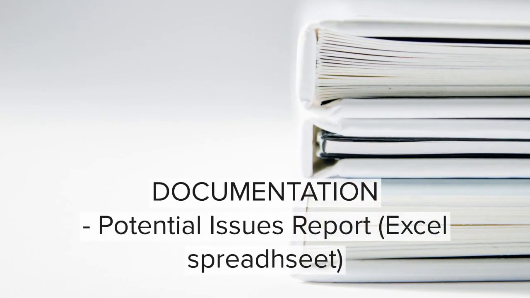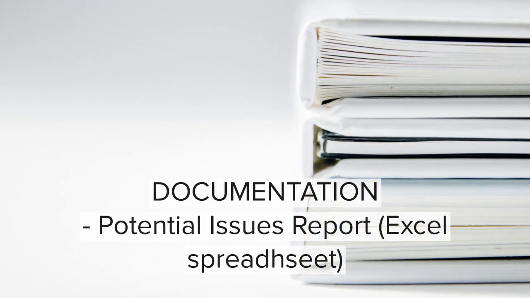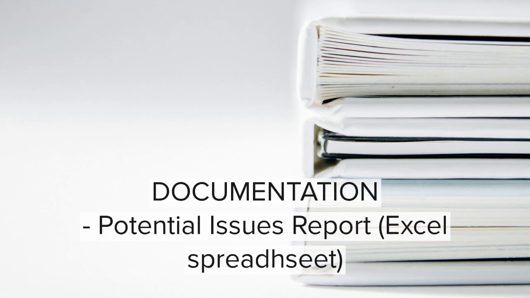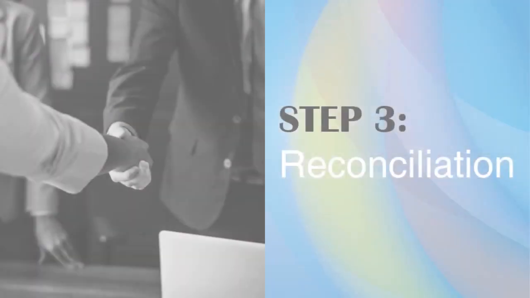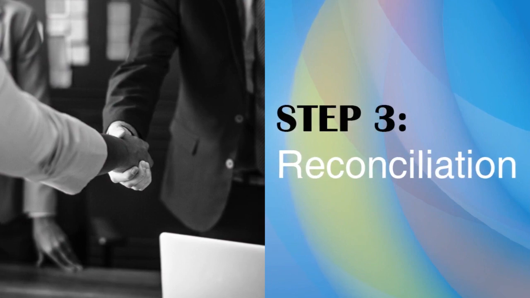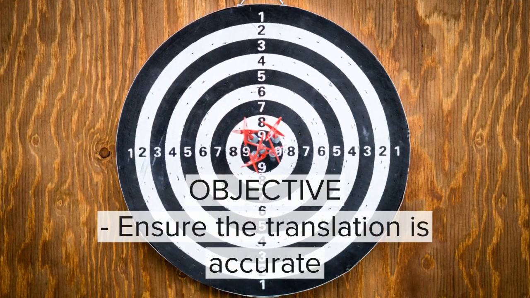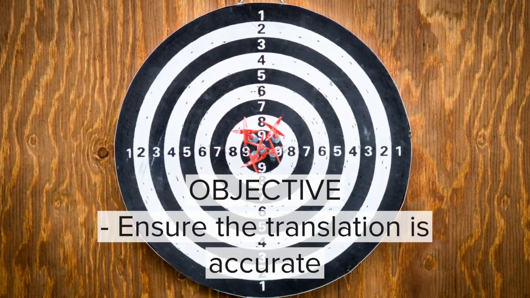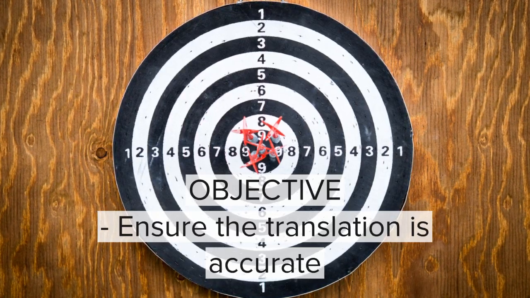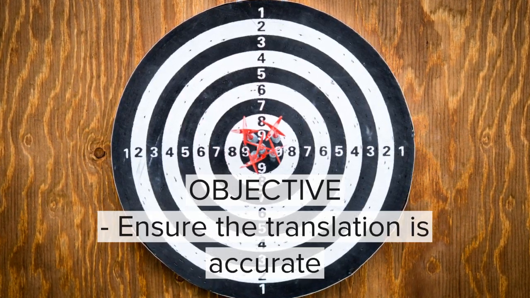In this step, we produce a spreadsheet of the apparent differences. This is our potential issues report that a client can choose to receive. The third and final step is the reconciliation. The goal here is simply to make sure the final translation is accurate. Now, I'll explain shortly why the wrong focus here can undermine the whole process.